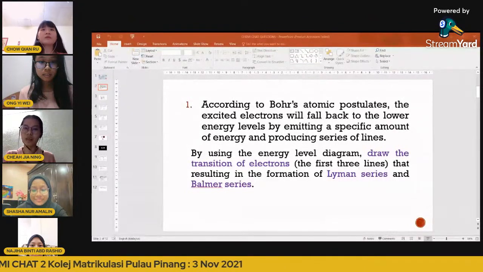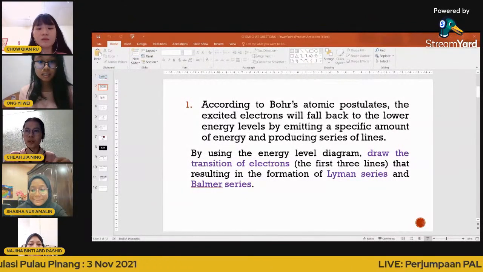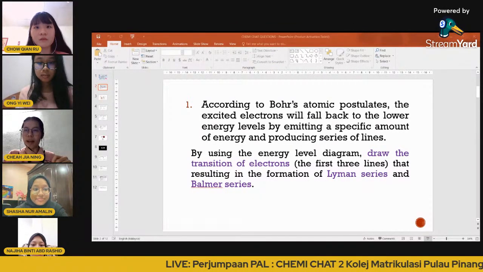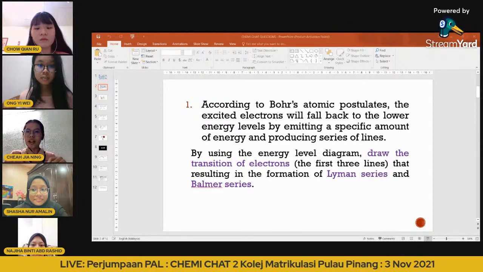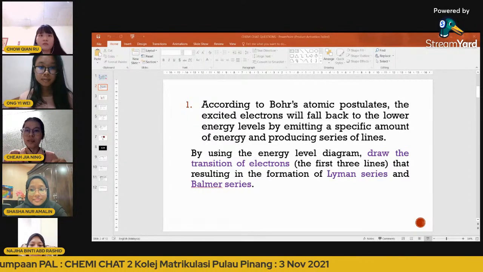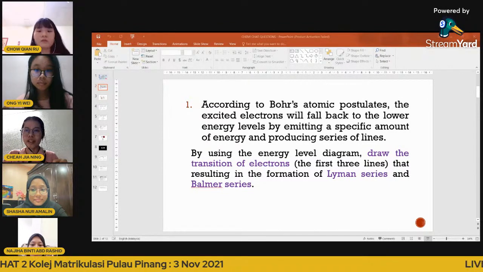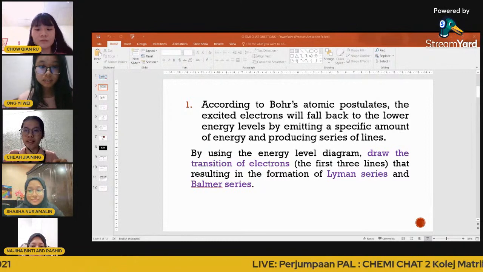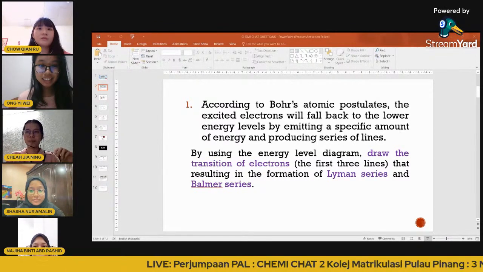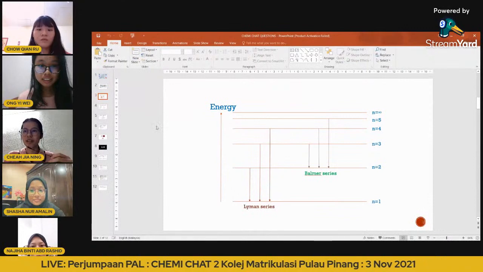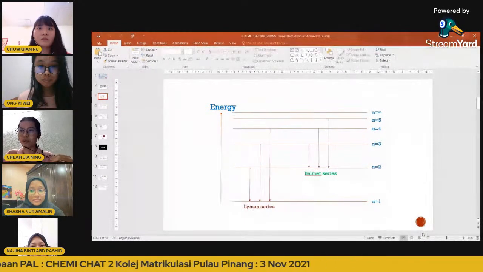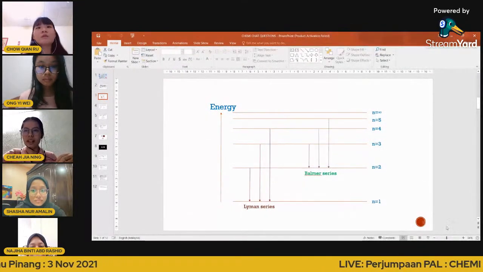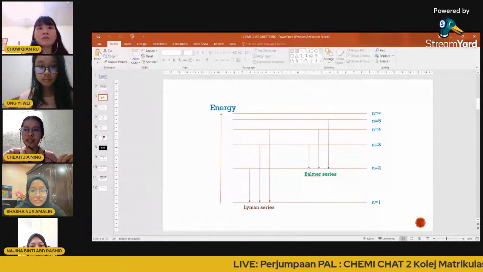Okay, so this is our first question, which is, according to Bohr atomic postulates, the excited electrons will fall back to a lower energy level by emitting a specific amount of energy and producing a series of lines. By using the energy level diagram, draw the transition of electrons, the first 3 lines that result in the formation of Lyman series and Balmer series. Okay, so from the question, we know that we need to draw an energy level diagram.